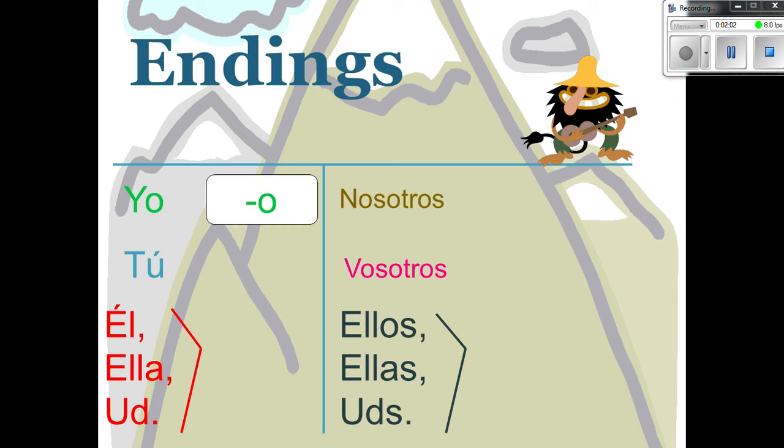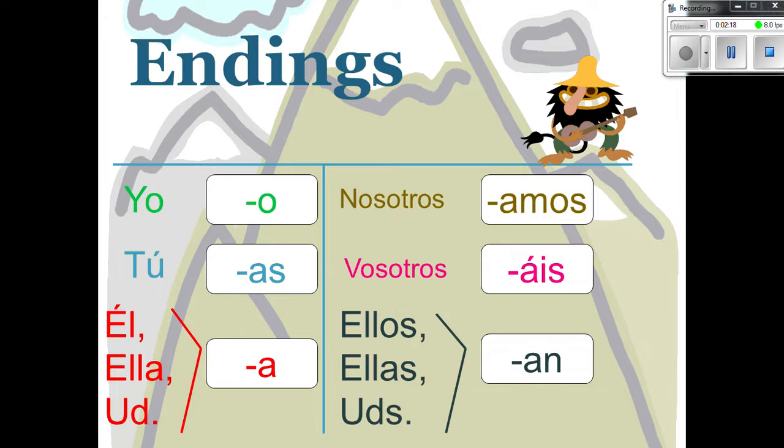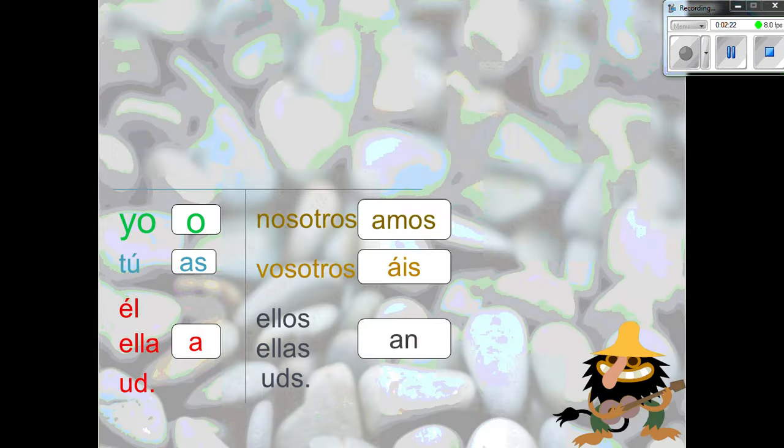So yo, they will always end in o. Tú, as. Él, ella, usted, a. They all have the same ending, that a, even though it's three different subjects. Nosotros, amos. Vosotros, áis, and make sure you include that accent over the a. Ellos, ellas, ustedes, an. So let's take a look at a few examples.